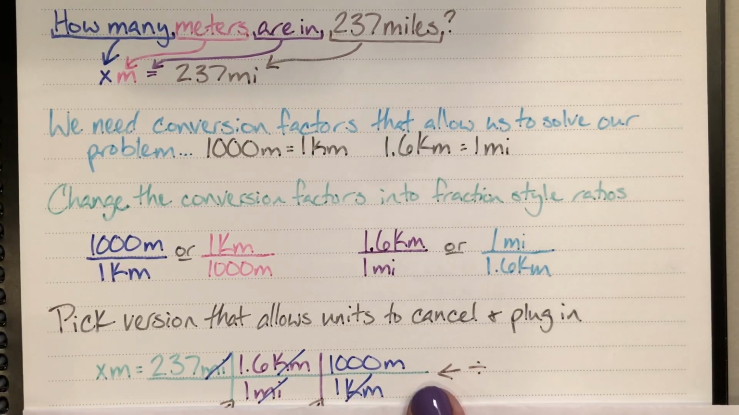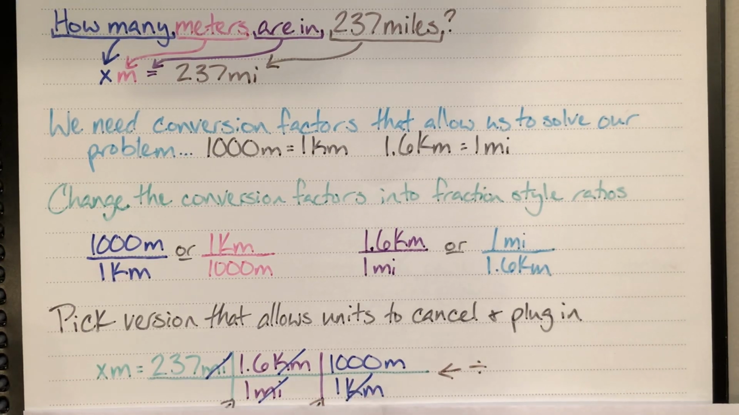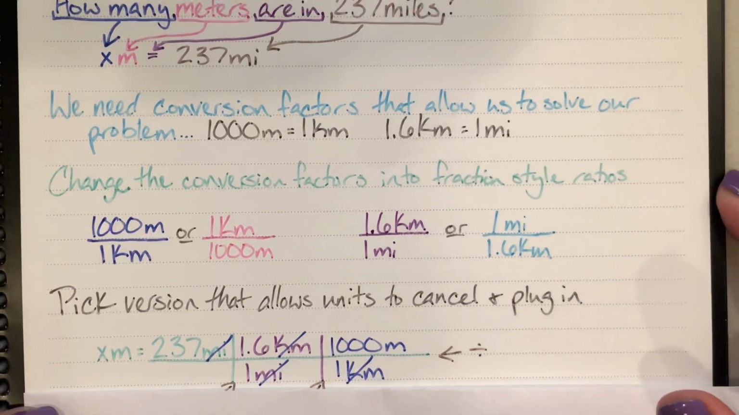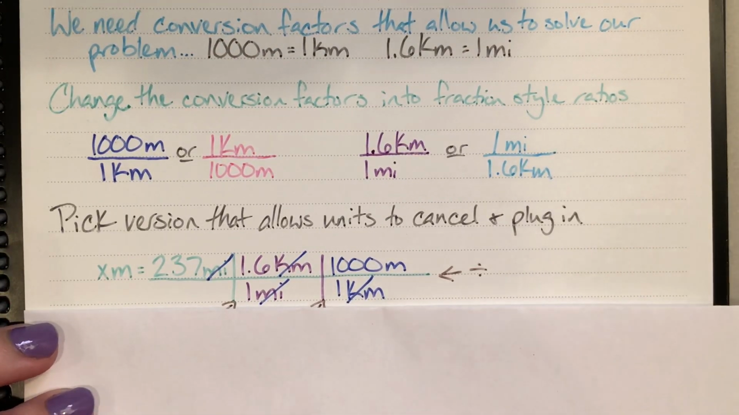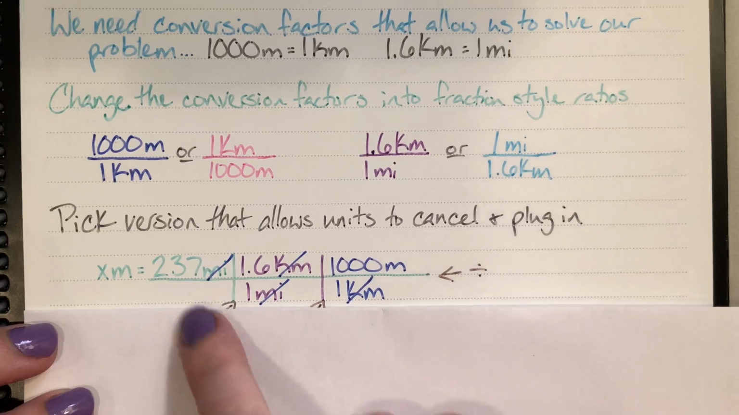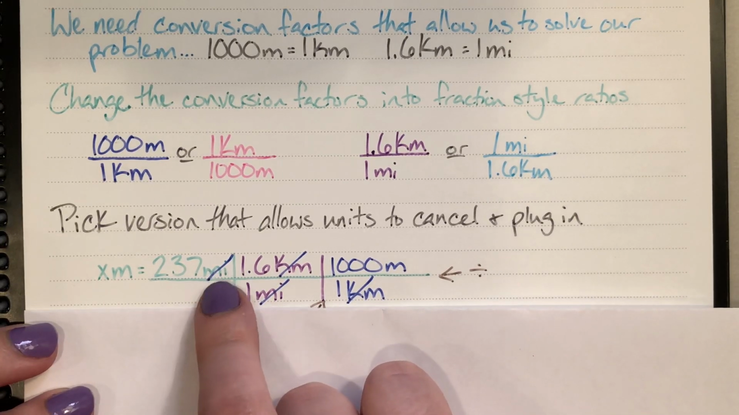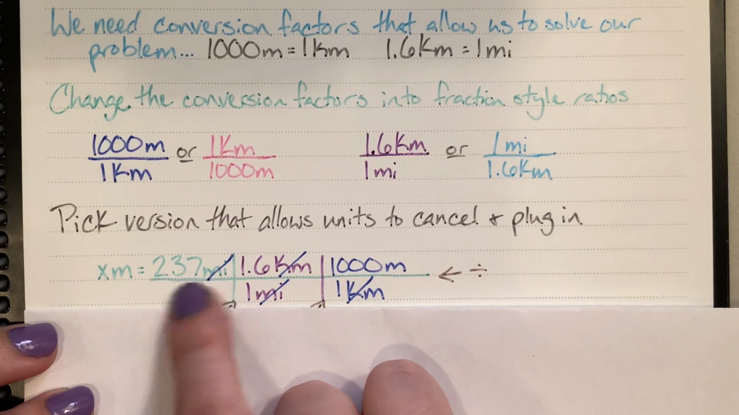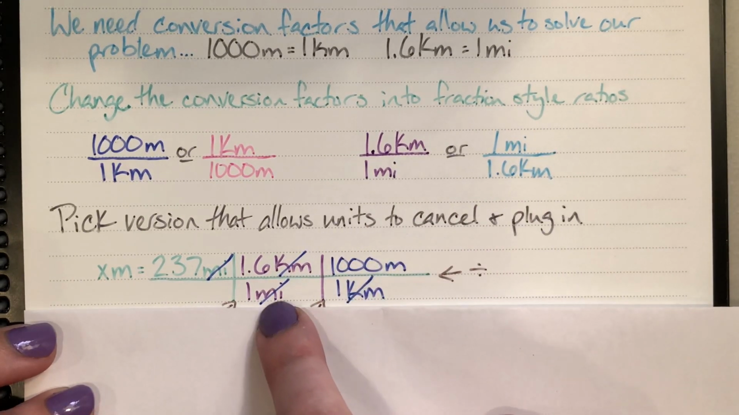So I have this dimensional analysis set up. This is how my dimensional analysis looks. These vertical and horizontal lines are sometimes referred to as train tracks. Okay, so my dimensional analysis train tracks are set up so that I can cancel out my units. I started with x meters equals 237 miles. Since miles is on the top of my dimensional analysis, I need to pick the conversion that has miles on the bottom. That's my purple version.